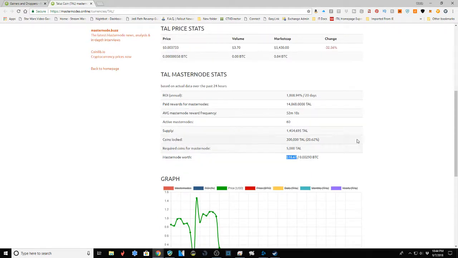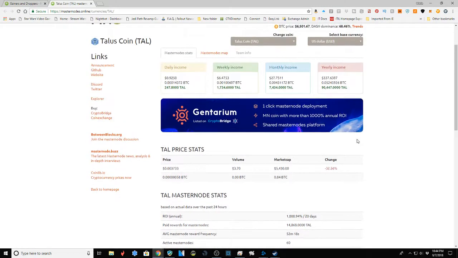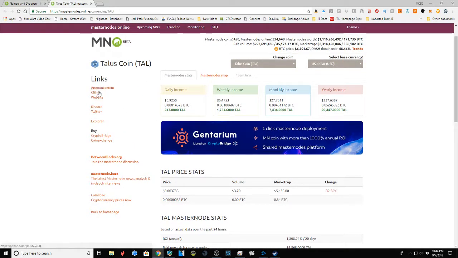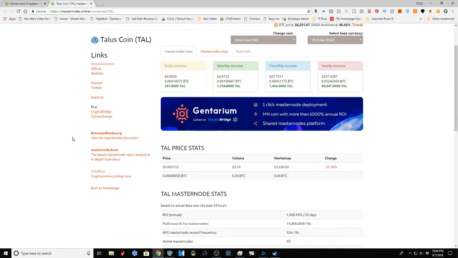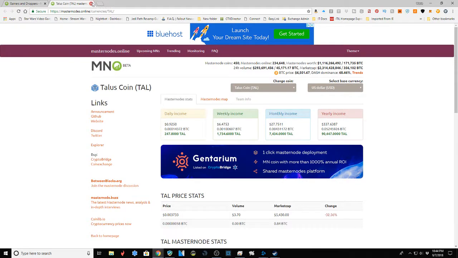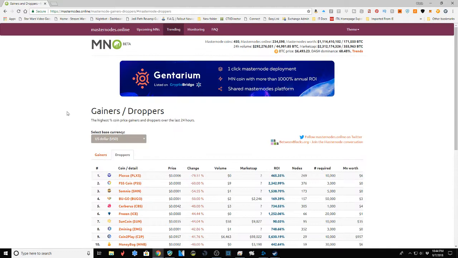Is $18 a good fair value for it right now? I'm going to look at the announcements, the GitHub, the website, the Discord. I'm going to look at the Explorer and make sure it's still generating blocks. And then I'm going to see if this is something I want to get into. I think I've gone over most of it. I'm going to entertain questions, and maybe I'll do a part 2 to get your questions. But I think this does the basic overview of what I do to pick a new Masternode.